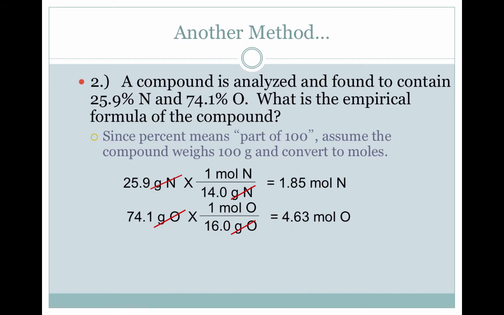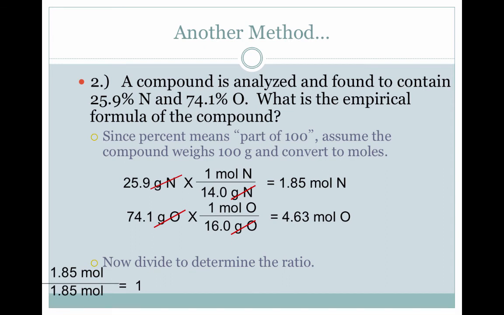In order to turn this ratio into a whole number ratio, we can divide by the smaller of the 2 values. 1.85 divided by 1.85 is 1, and 4.63 divided by 1.85 is 2.5. Again, this would give us a formula of NO2.5, which doesn't make sense, so we can multiply by 2 to get N2O5.